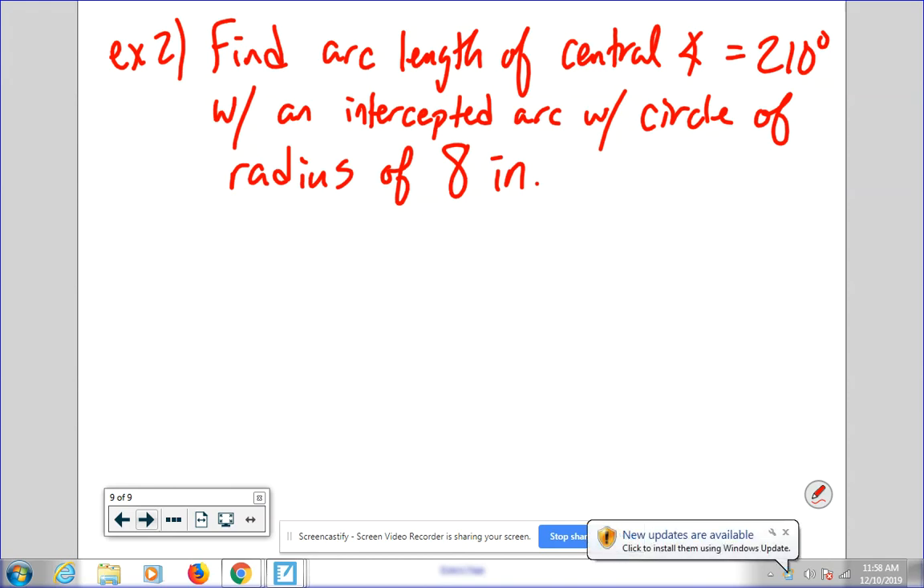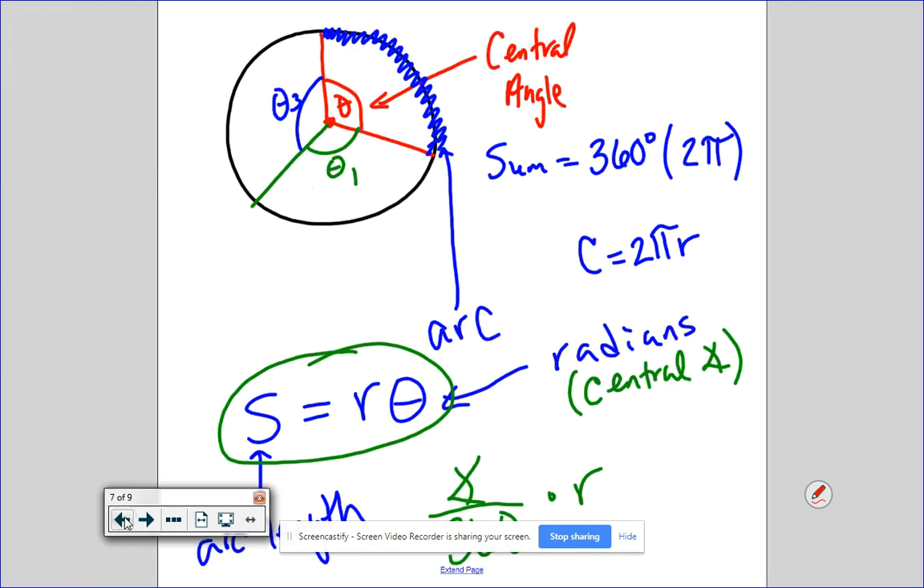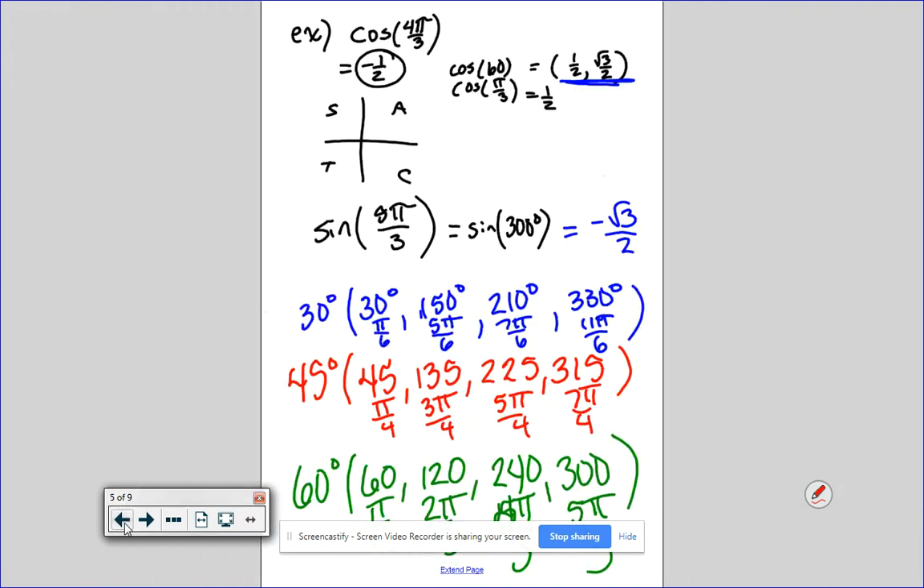Okay, so first thing, how many of you went back to the unit circle from yesterday to find 210? No? We all converted? Okay. So if you remember from yesterday, all right, bring it back in, please.